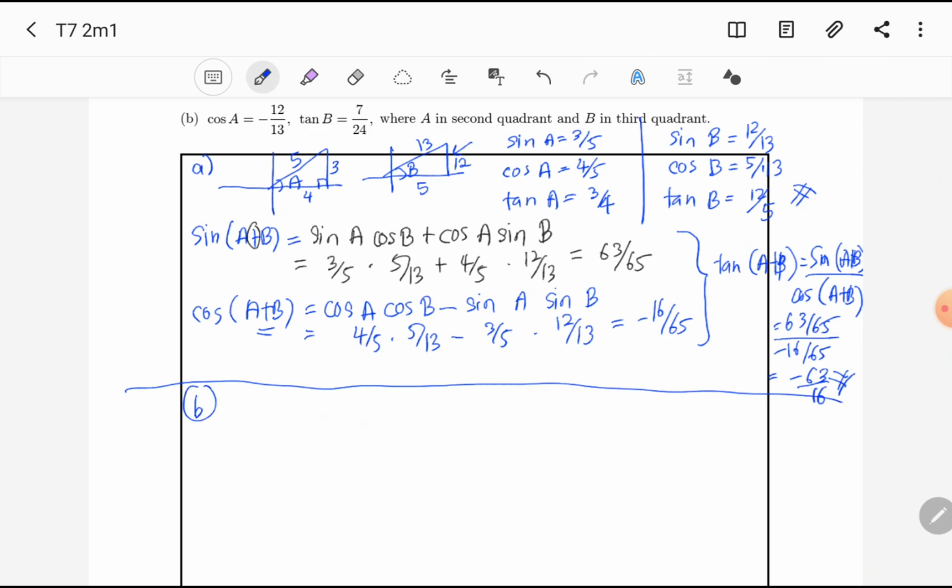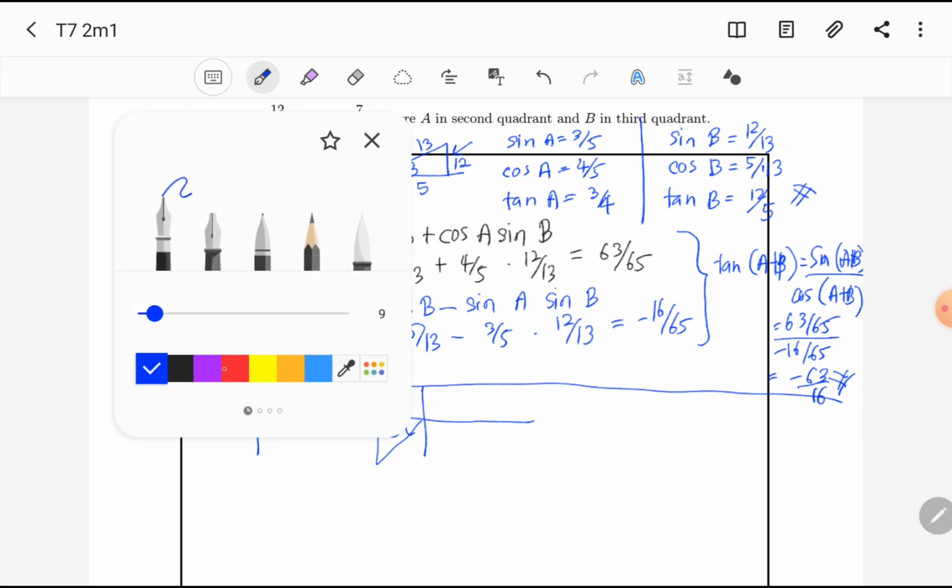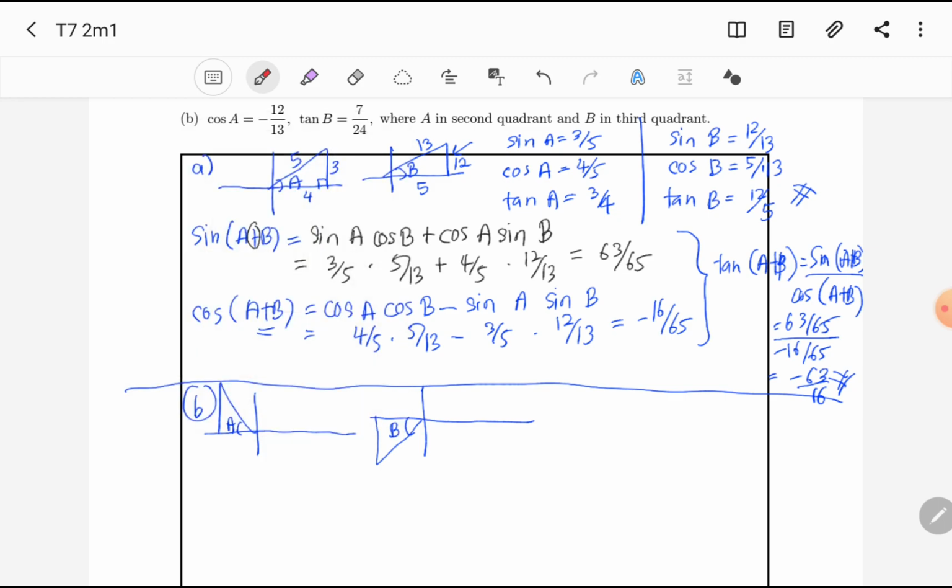Part B. Okay, given cos A tangent B, A in second quadrant. Okay, kita lukis dulu. A second. So, A here lah. A tu kat situ. And B third quadrant. B third quadrant kat sini B. B here. Okay. So, kita put the values for the sides. Cos A, cos negative 12. So, kita akan letak negative 12.